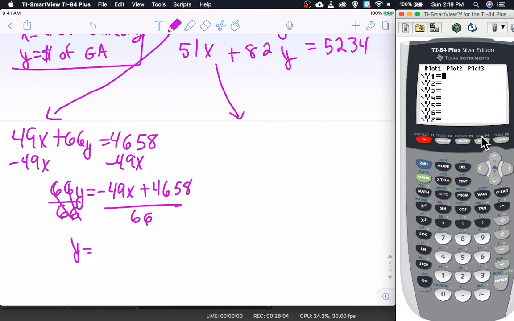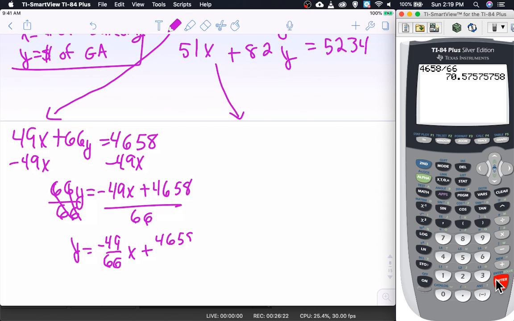I'm going to divide by 66 on both sides. Y equals negative 49 over 66x plus, I don't even know if this divides right. 4,658 divided by 66 is not pretty. So I'm going to leave it as a fraction. 4,658 over 66. I'm going to let the calculator worry about the ugly math.